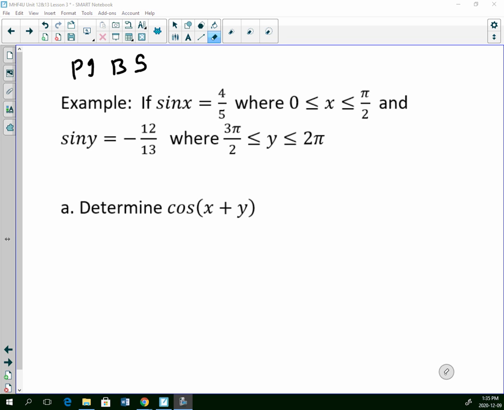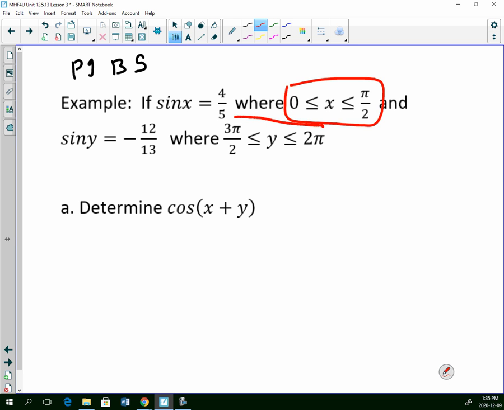So here we are given two angles. We have angle X, which is in quadrant 1, so that is indicated here. Angle X is in quadrant 1. It's between 0 and pi over 2. Angle Y is in quadrant 4, which is indicated here. Y is between 3 pi over 2 and 2 pi. And we are asked to find cosine x plus y.